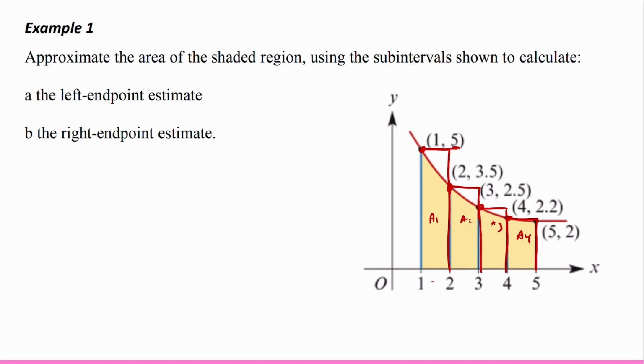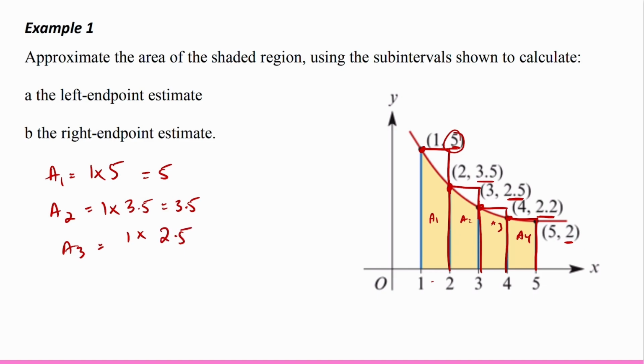They've given me the height already, which is very good that they've done that. Sometimes they don't, and so you need to substitute the x values into the function to be able to do that yourself. So for example, for area 1, I have a width of 1 and the height is going to be 5. So the area of that rectangle there is 5. Area 2 has a width of 1 again and a height of 3.5. Area 3 is going to have a width of 1 and a height of 2.5. And then area 4 is going to have a width of 1 and a height of 2.2.